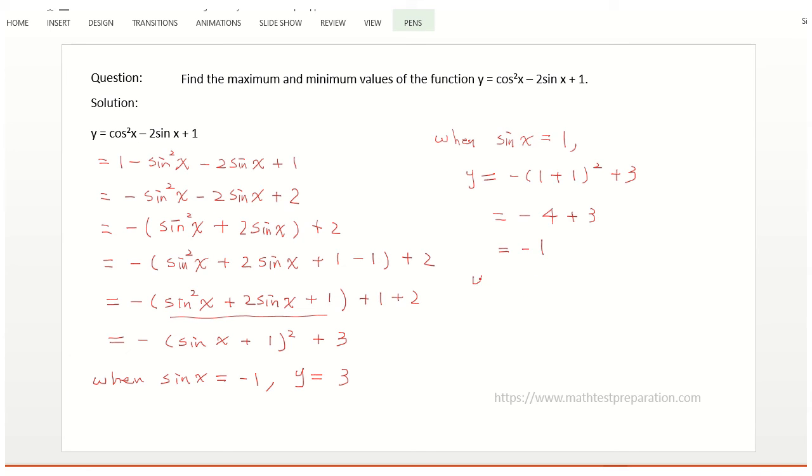So the maximum value of y is 3. Minimum value of y is negative 1. Now we see the next page.